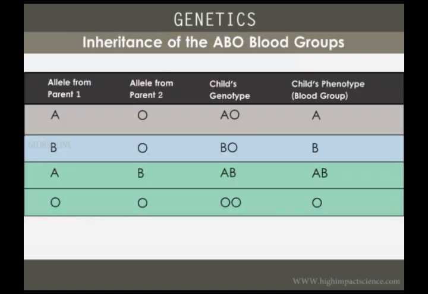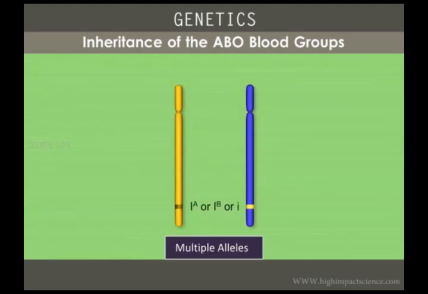Apart from being a good example of complete dominance and codominance, the ABO blood system is also a good example of a case of multiple alleles.